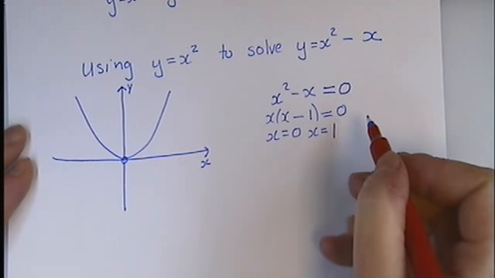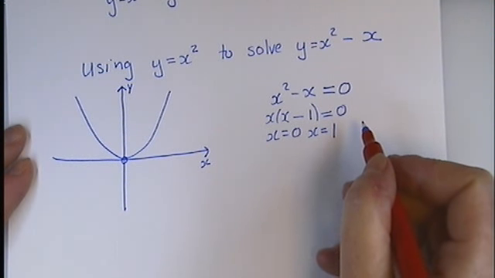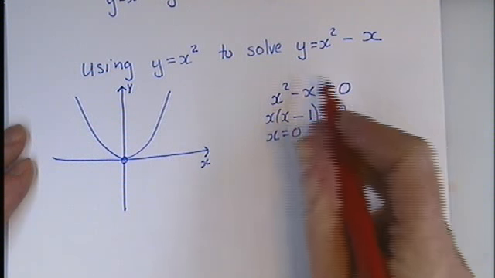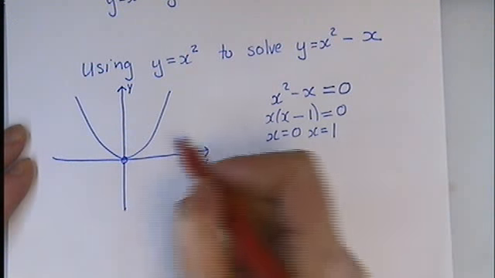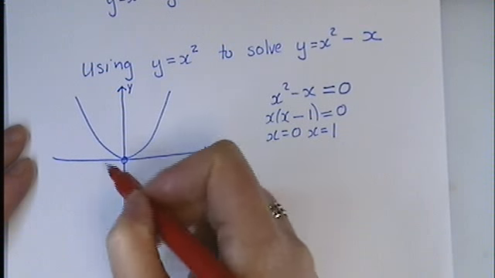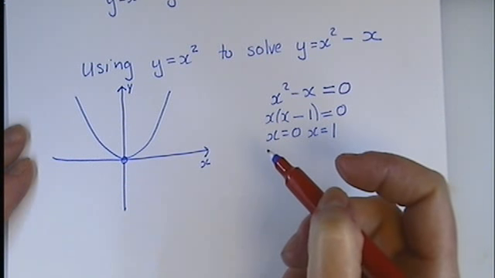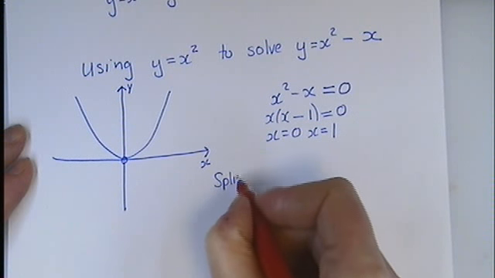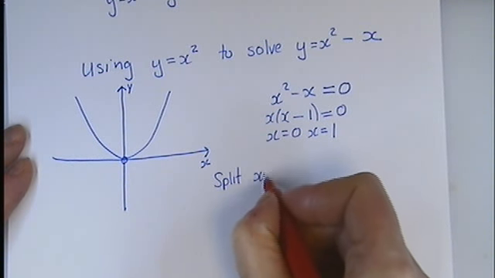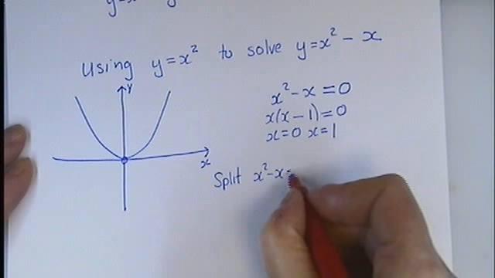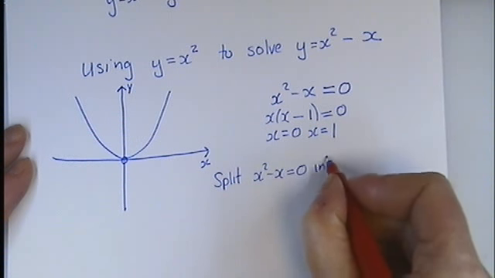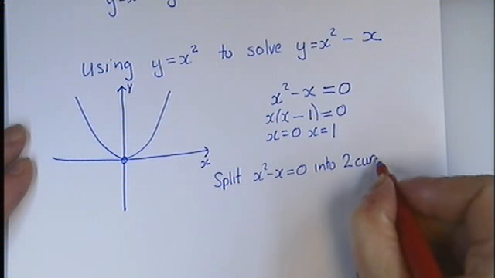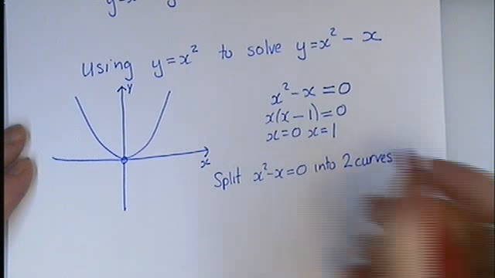So it's an easy example to start off with, but just to give us the idea, because we will be looking at some harder quadratics. So I know what my solution is, but I need to be able to get it from the graph which I already have drawn, which is y equals x squared. So I'm going to split my x squared minus x equals 0 into two curves, or two functions.